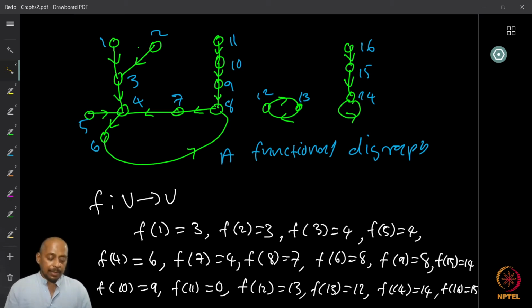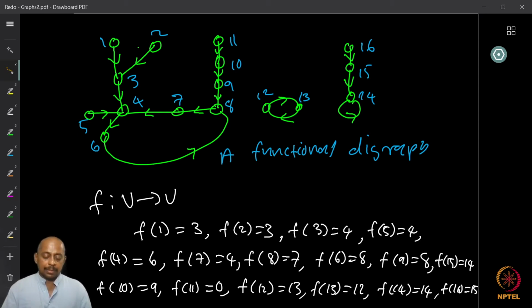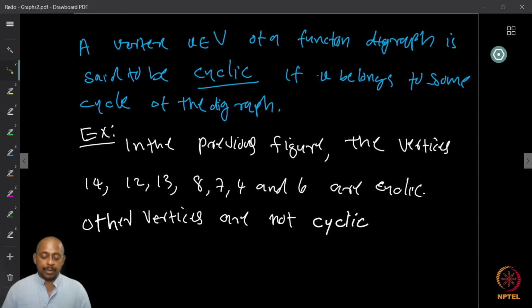And then we have this other part, where we have 4 going to 6, 6 going to 8, 8 going to 7, and 7 going to 4 again. That's another cycle. So 4, 6, 7, 8 are again part of a cycle, so therefore they are cyclic vertices. So we have 12, 13, 14 plus 4, 6, 7, 8 as cyclic vertices. So these are the cyclic vertices. Other vertices are not cyclic because they are not part of a cycle.